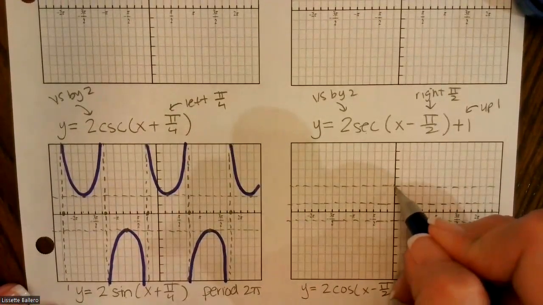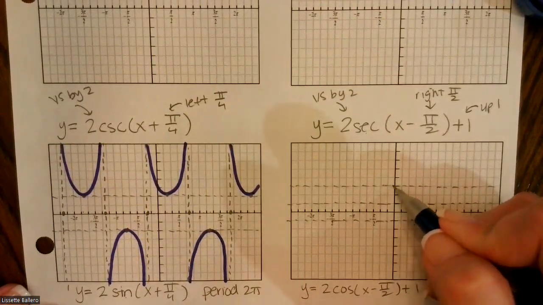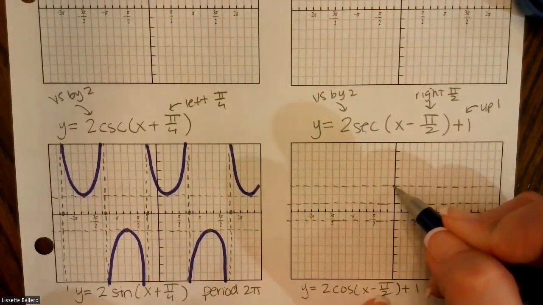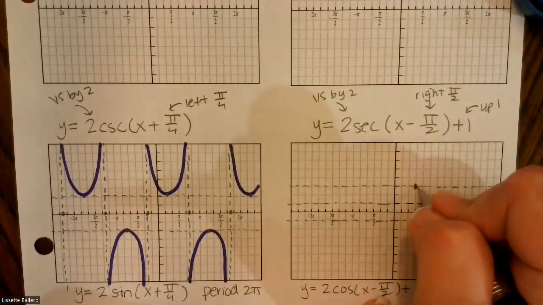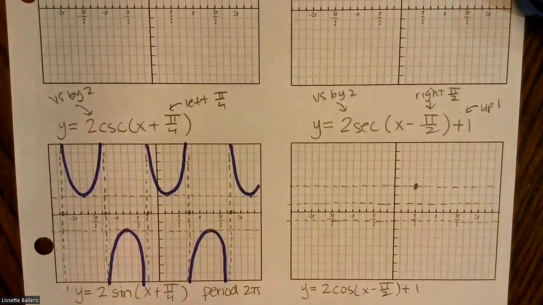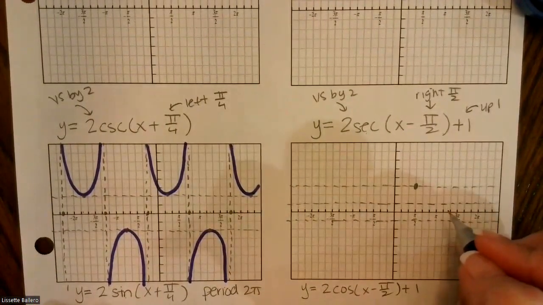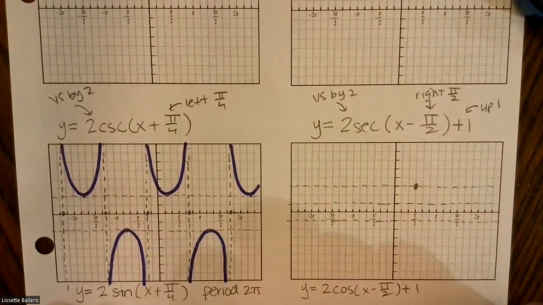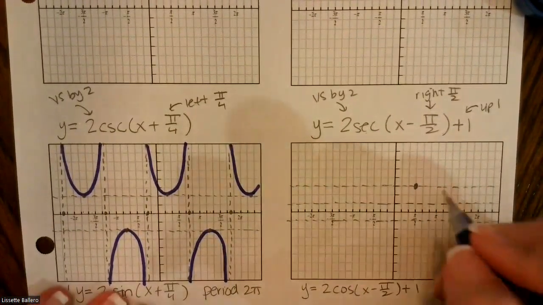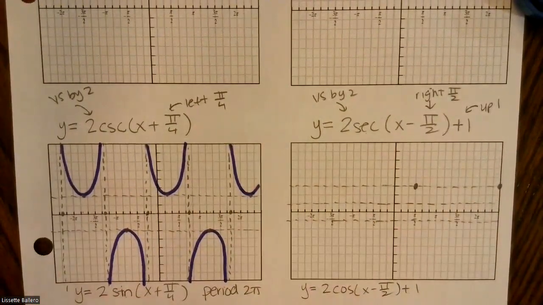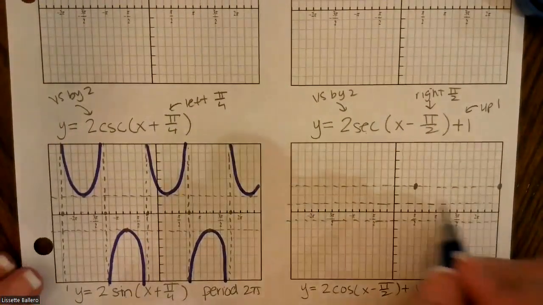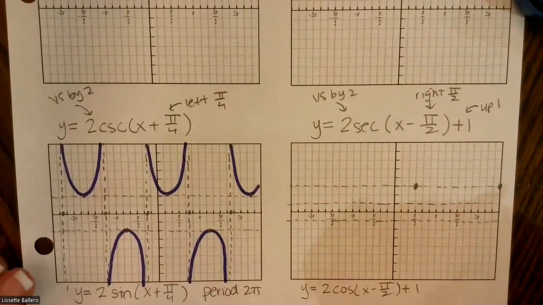The cosine curve starts at the top, so that would be right here. Now it is moving to the right pi over 2. So at pi over 2 is where my point is going to start. That's going to be the first one. Everything follows from that point. We didn't change the period, so it's still going to be 2 pi. So a 2 pi distance away would be right here. That's where 1 full period of our cosine curve is going to occur.